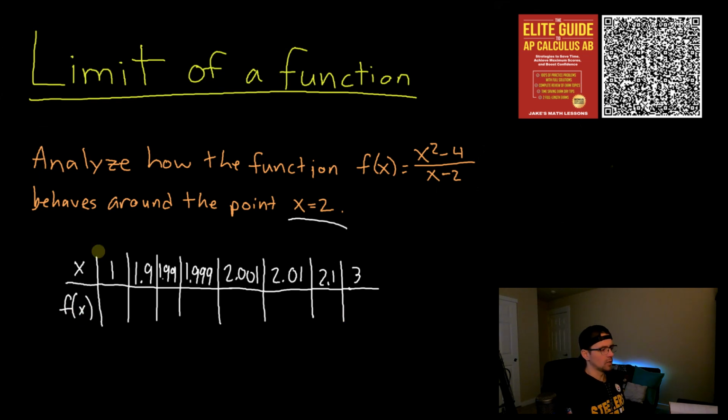So if we plug in x equals 1, for example, we get 1 squared minus 4 all over 1 minus 2, which would be 1 minus 4, which is negative 3. 1 minus 2 is negative 1, so that gives us 3.